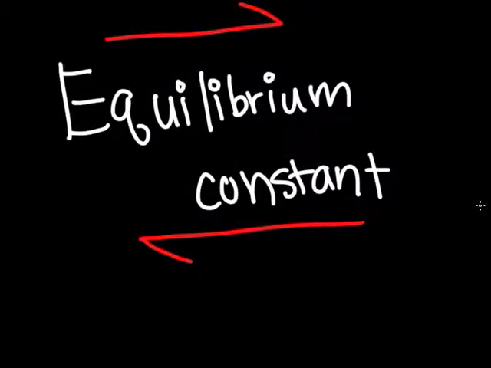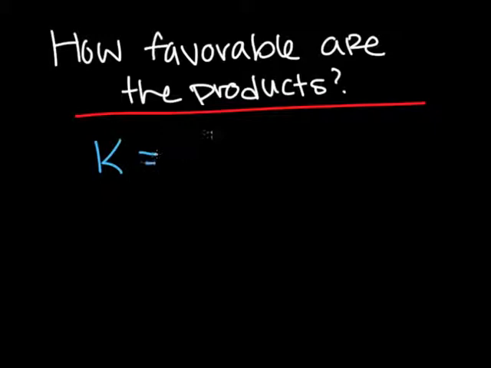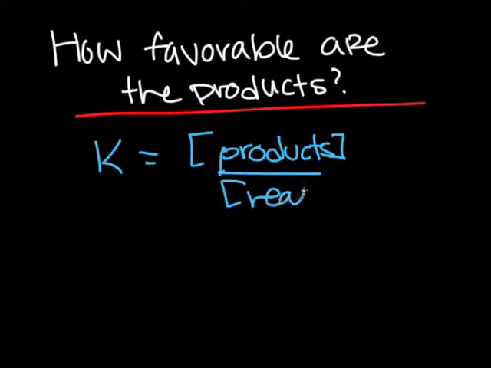In this video, I'll be introducing the concept of an equilibrium constant. In general, you can think about an equilibrium constant as how favorable are the products. You could sort of just think about the equilibrium constant as the concentration of the products over the concentration of the reactants.